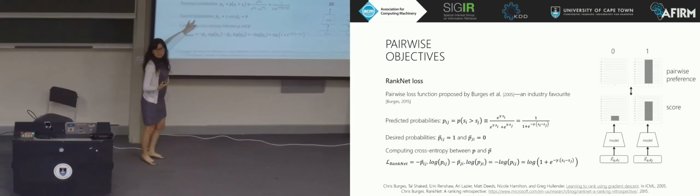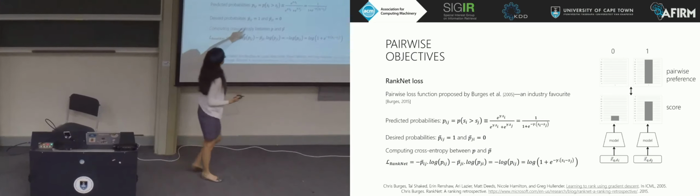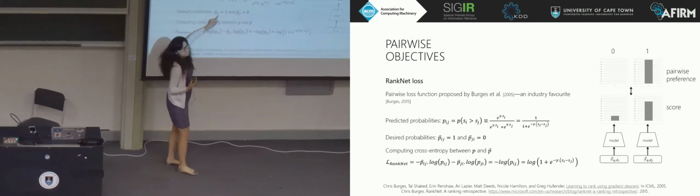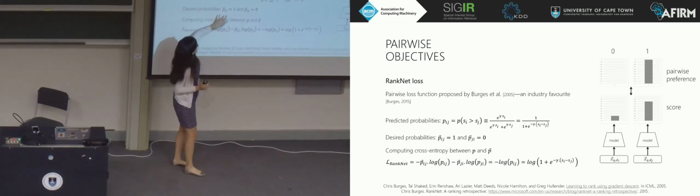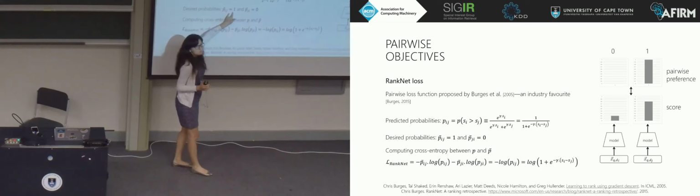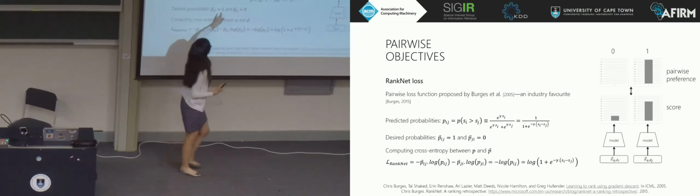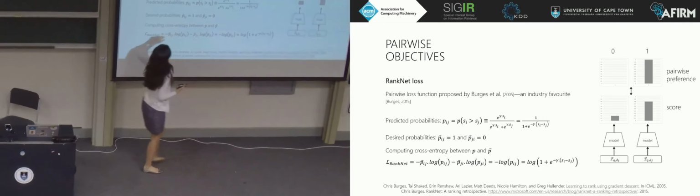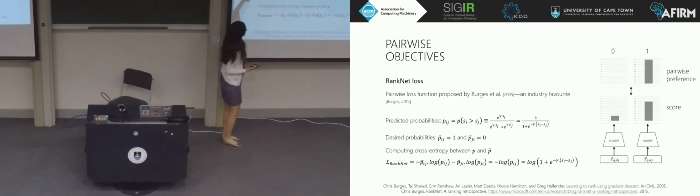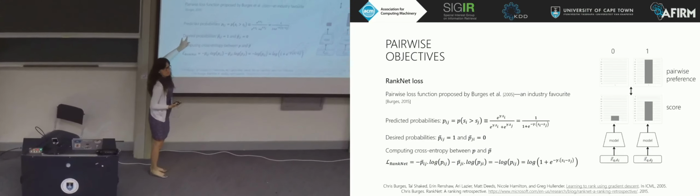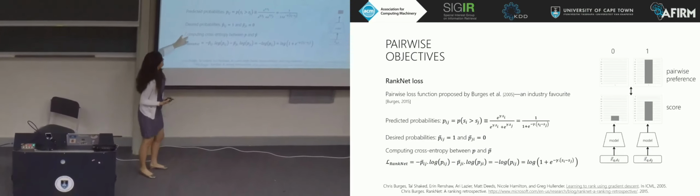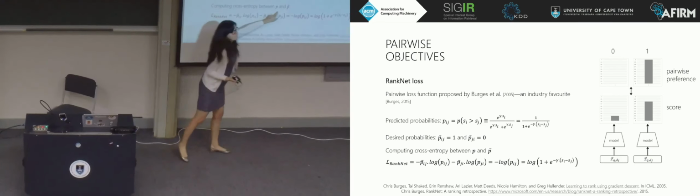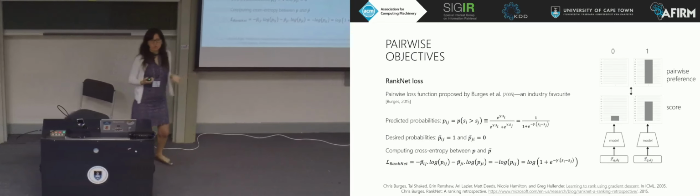Then we also have the actual probabilities, where, as we showed in the previous slide, document i is more relevant than document j. That's the assumption. So for the actual probabilities, Pij would be 1, since i is definitely better than the other one, and Pji would then be 0. So what they did in RankNet is, given these predicted probabilities and desired probabilities between document i and document j, they computed the cross entropy between P and P hat, which is the RankNet cost.